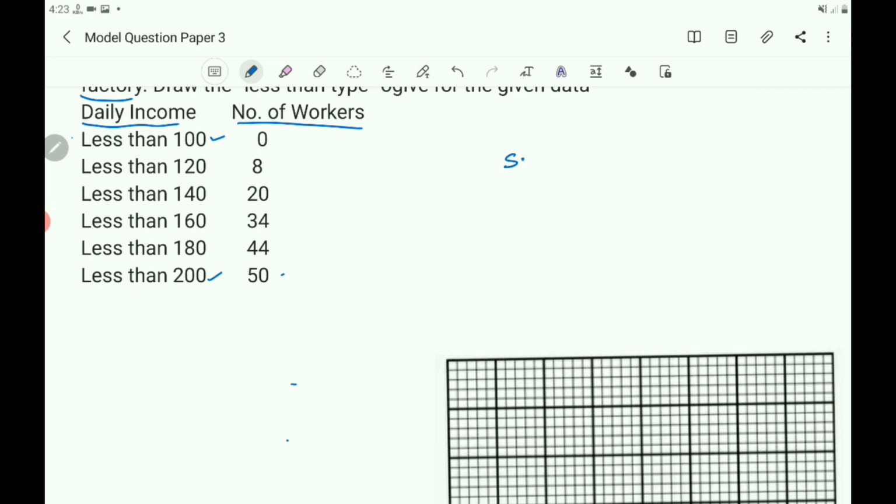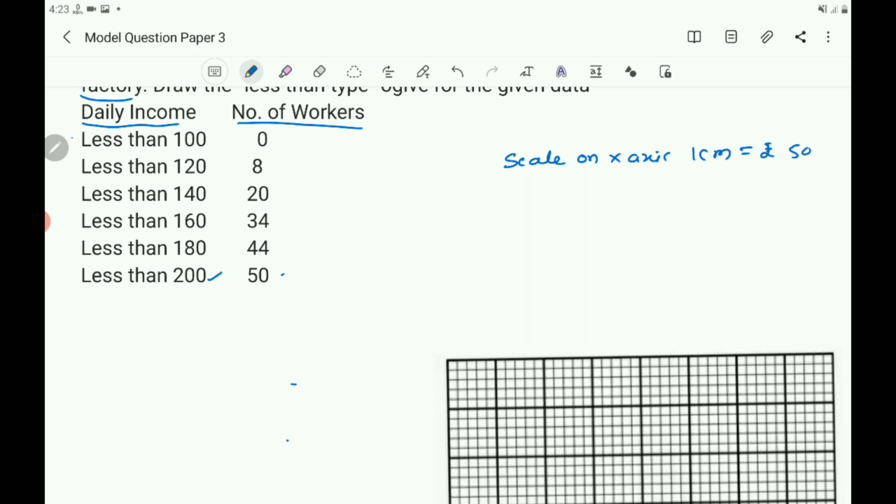So let us take the scale on x-axis. Scale on x-axis, 1 centimeter equals 20, because the size of the class is here 100 to 120, 120 to 140, means the size of the class is uniform, that is uniform width is there, and it is how much? 20. So you take 1 centimeter equals rupees 20.